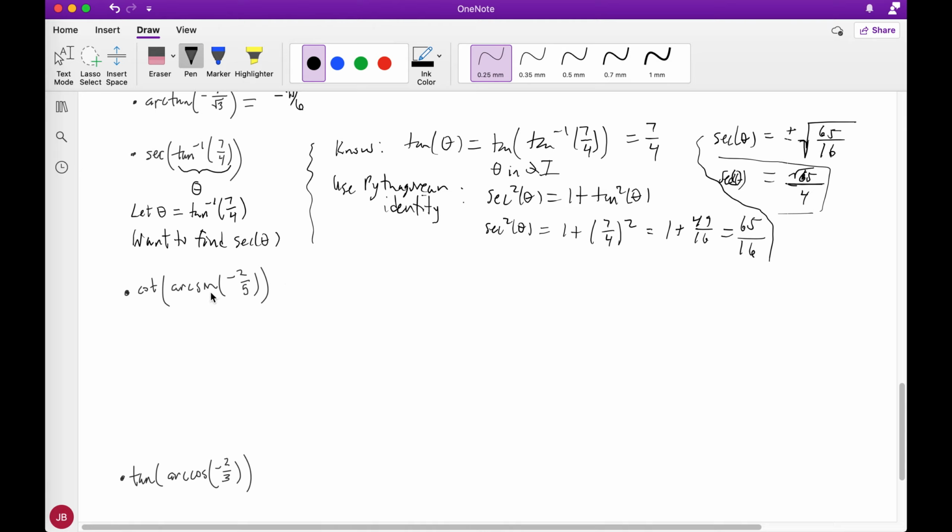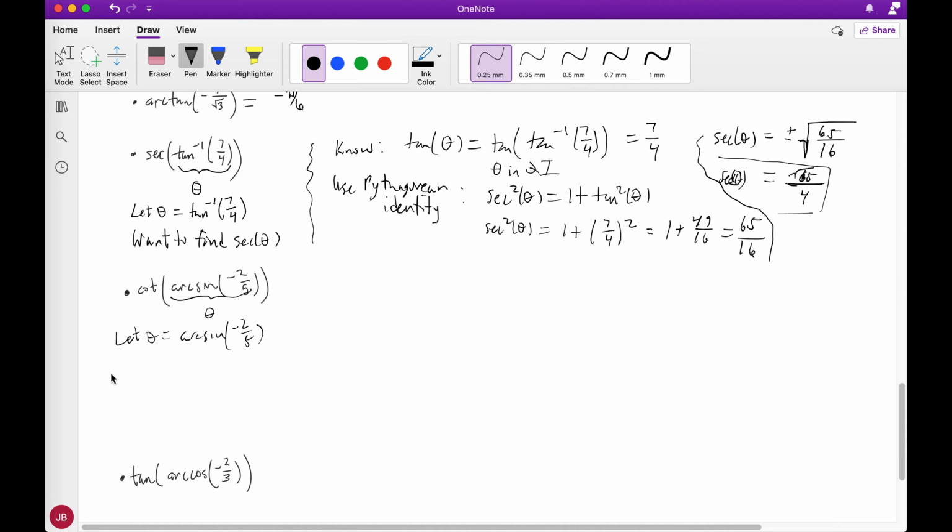Okay, so I get that this maybe seems a little bit strange. So let's try another example. All right, so these aren't of the same type. And we have an arc trig on the inside. So we're going to call this theta. So we're going to let theta equal arc sine of minus 2/5.